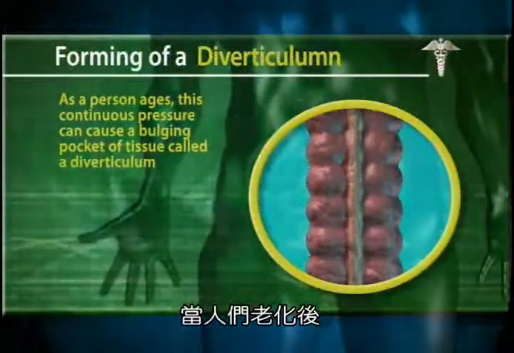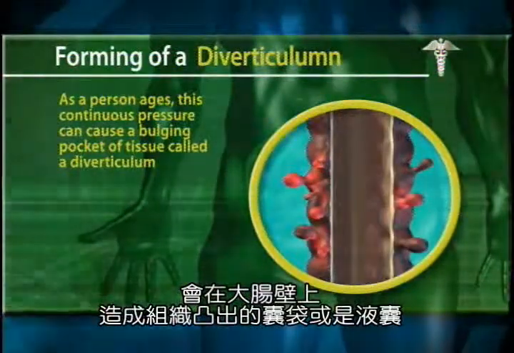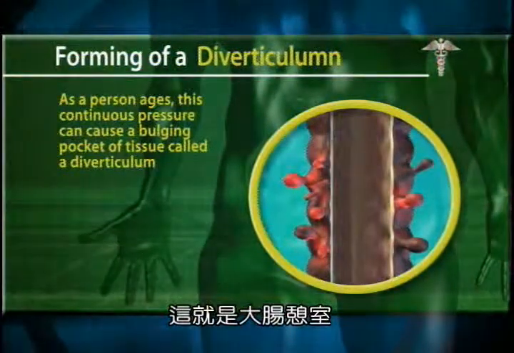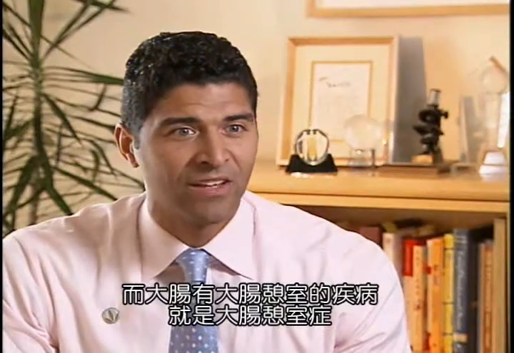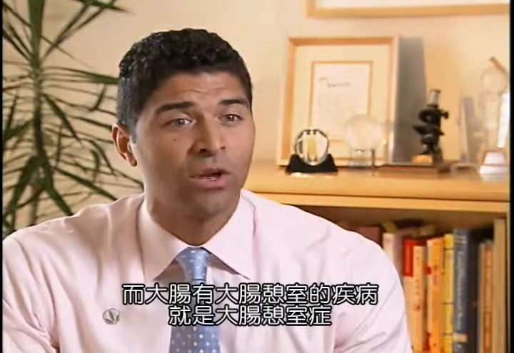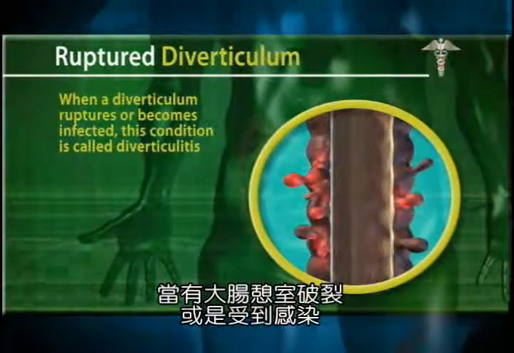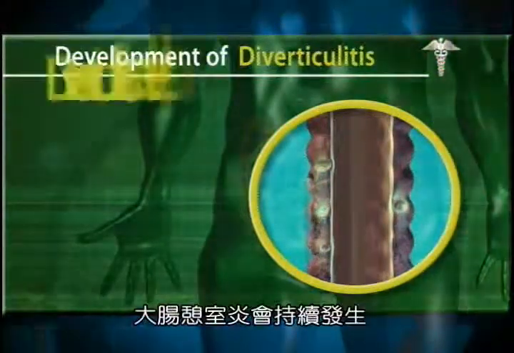As a person ages, this continuous pressure can cause a bulging pocket of tissue, or a sac called a diverticulum, that pushes out from the colon wall. More than one sac is called diverticula. The condition of having diverticula in the large intestine is called diverticulosis. When a diverticulum ruptures or becomes infected, this condition is called diverticulitis.